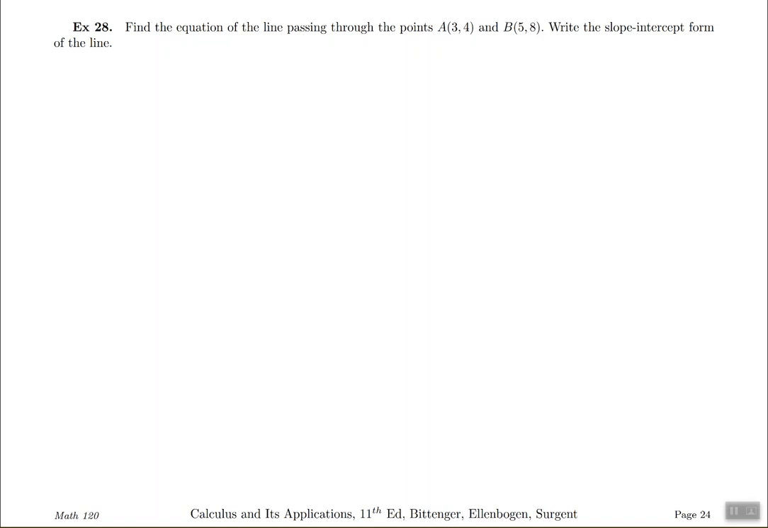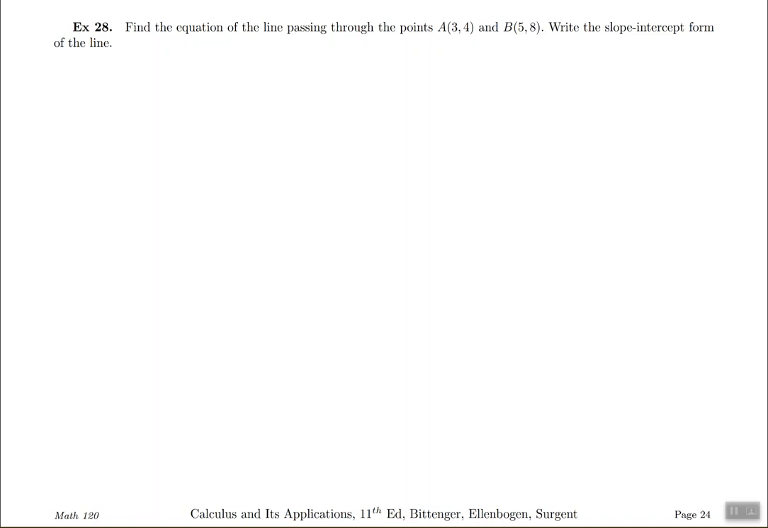Example 28 is a good problem for you to test whether you understood what we did in the last two problems. This one combines finding the slope and then finding the equation of a line. So if you can, pause this video right here and attempt to do this problem yourself, then watch the rest of the video and see if you got the right answer or not. Your job here is to find the slope first, then find the equation of the line. And we did that in the last two videos.